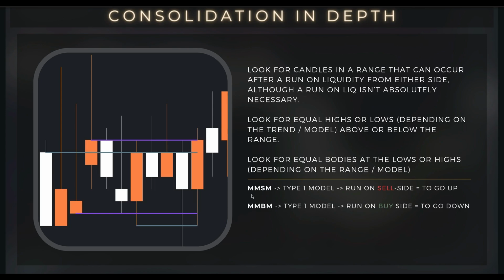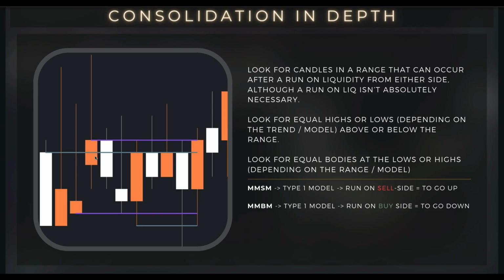So if you're in the market maker sell model, you would want to look for like a type 1 model. You would want to see a run on sell side. Why? Because you want it to go up. If you're looking at a market maker buy model, type 1, you will want to see a run on buy side. Why? To go down. Now this is how you would initially want to see, or how you would like to see the consolidation.